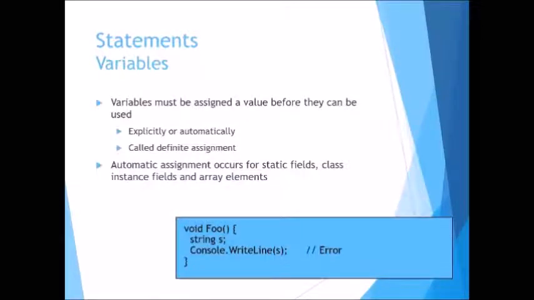It's the same way. Variables must be assigned a value before they can be used. It has to be assigned explicitly or automatically, called definite assignment. Automatic assignments, of course, for static fields, class instance fields, and array elements. Basically, all automatic assignments will happen for static fields.